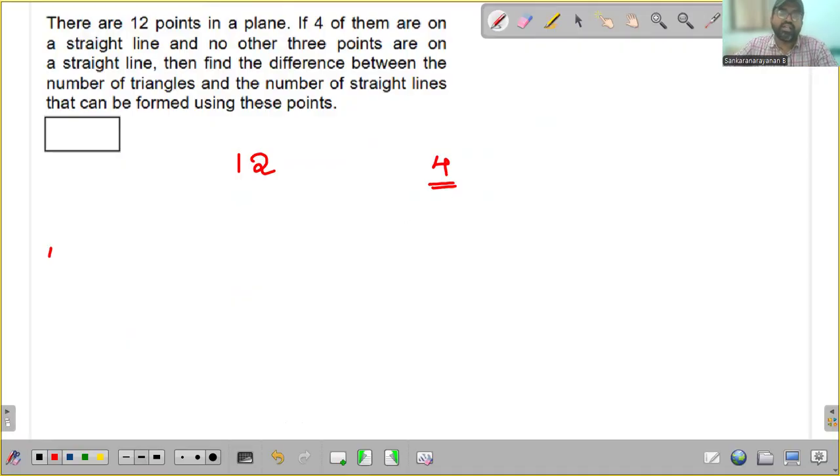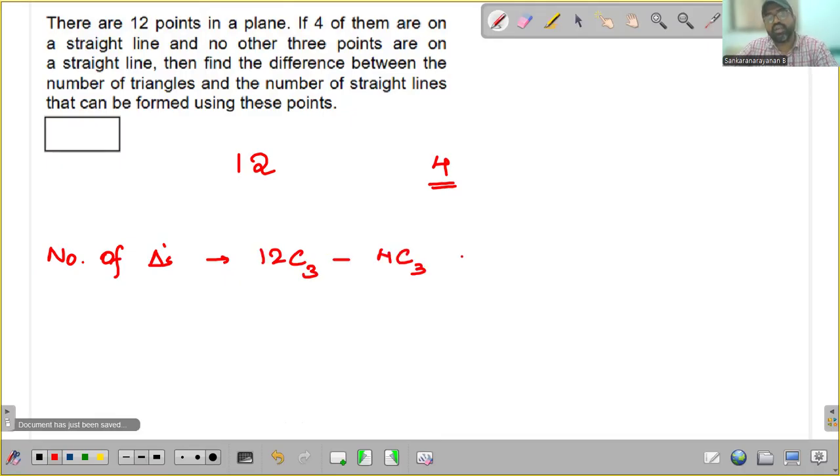So we can consider the number of triangles. It will be 12C3 minus 4C3. When I simplify this, it comes as 220 minus 4, that is equal to 216. Okay, this is one answer.